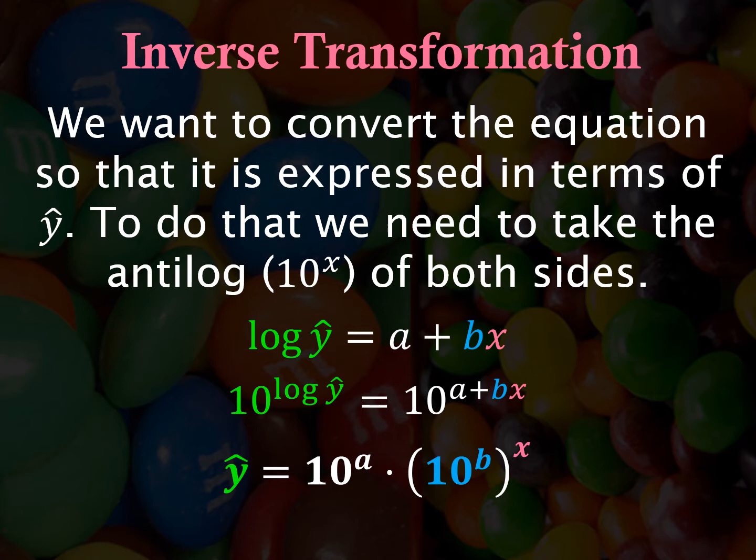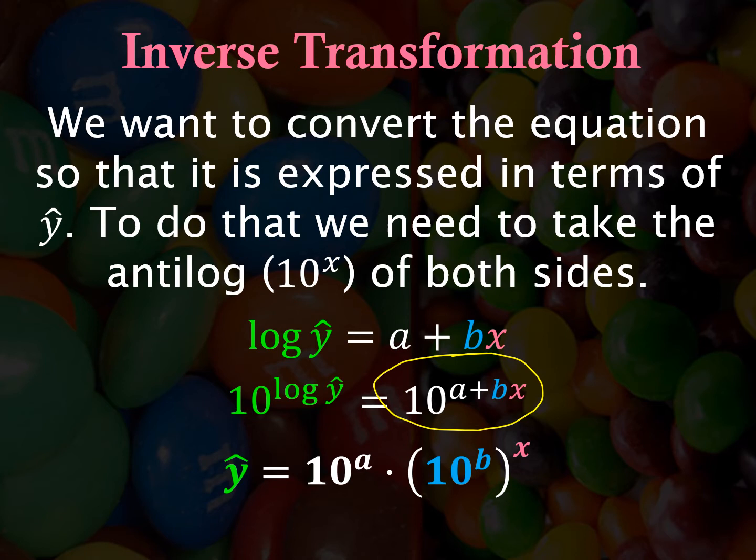So you have this exponent here. Now the rules of exponents say that if you have 10 to the a plus bx as the exponent, you can separate it out to 10 to the a times 10 to the b to the x. So this is the inversely transformed equation. We've taken this linear regression equation from LinReg, but it was in log of y hat, and now we've expressed it in terms of y.